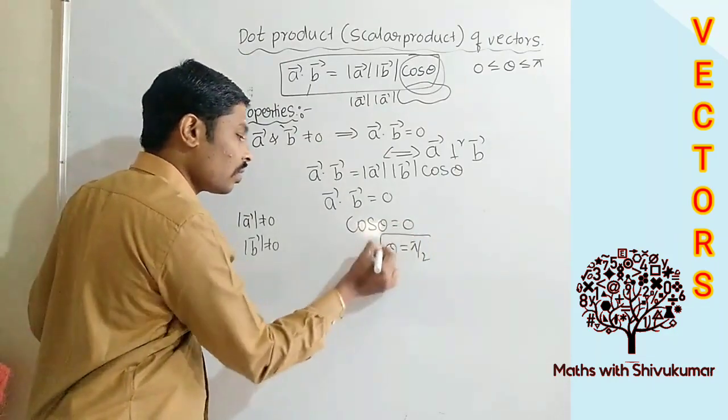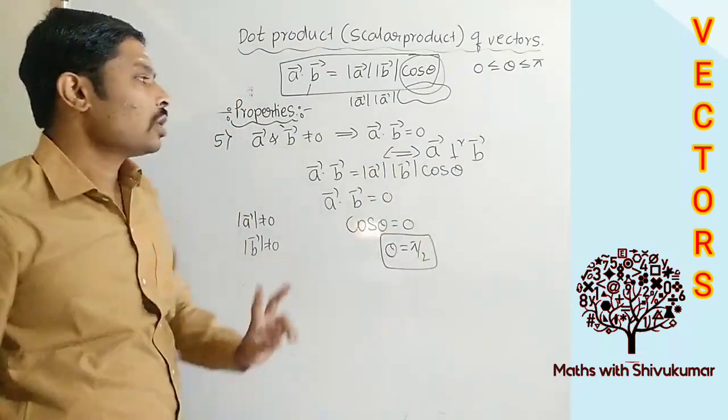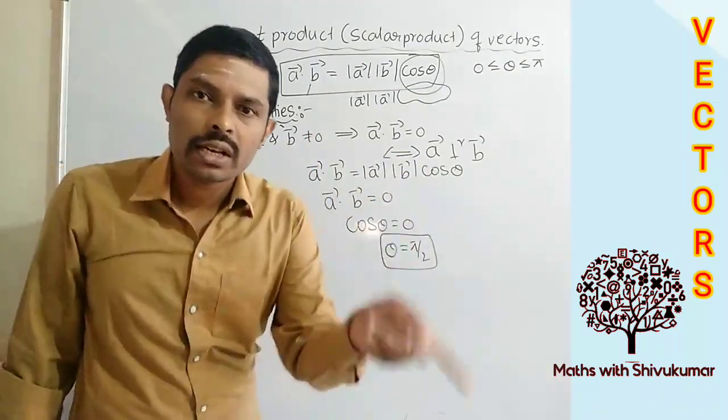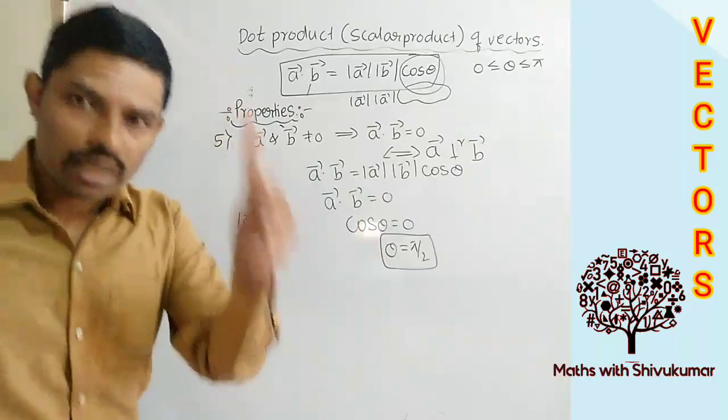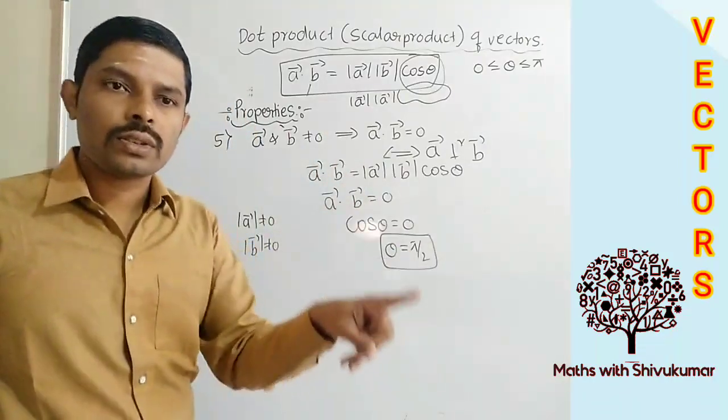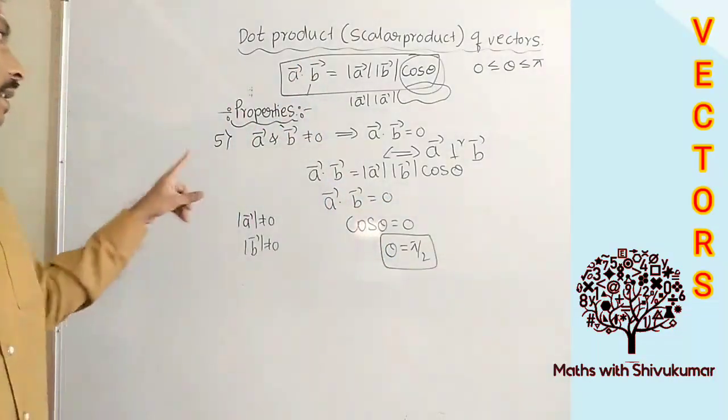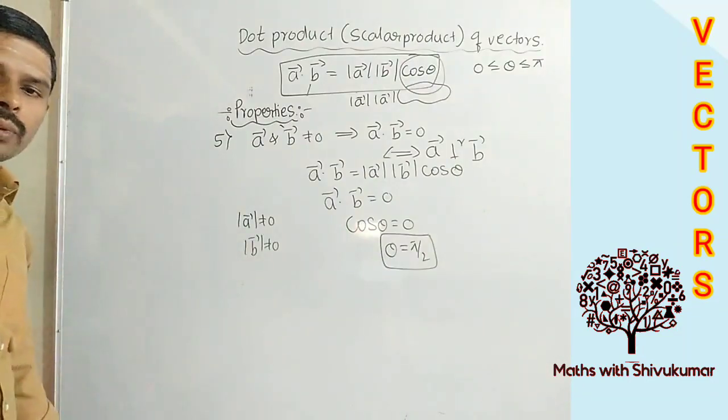Yes or no? So remember the most important result. Two vectors whose dot product is 0, 100% they are perpendicular. If they are perpendicular, their dot product is equal to 0. Is it clear, this property? All of you?